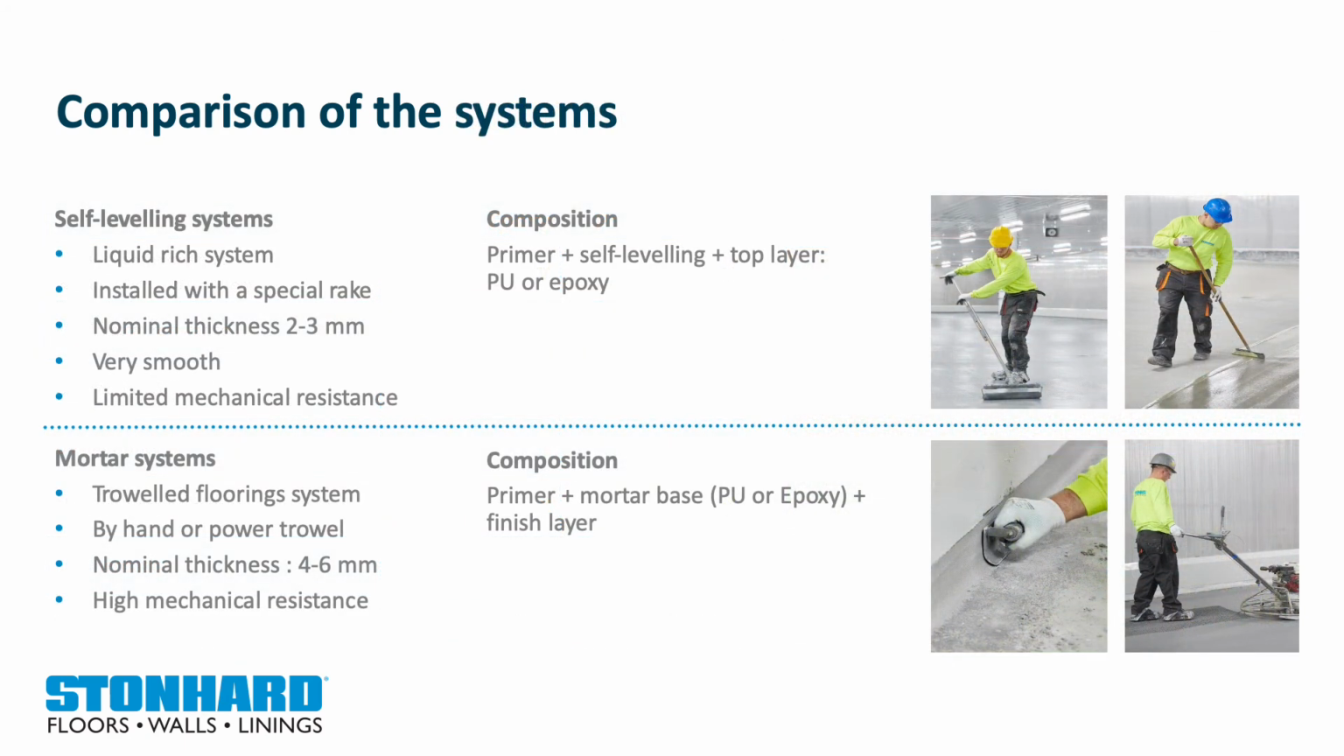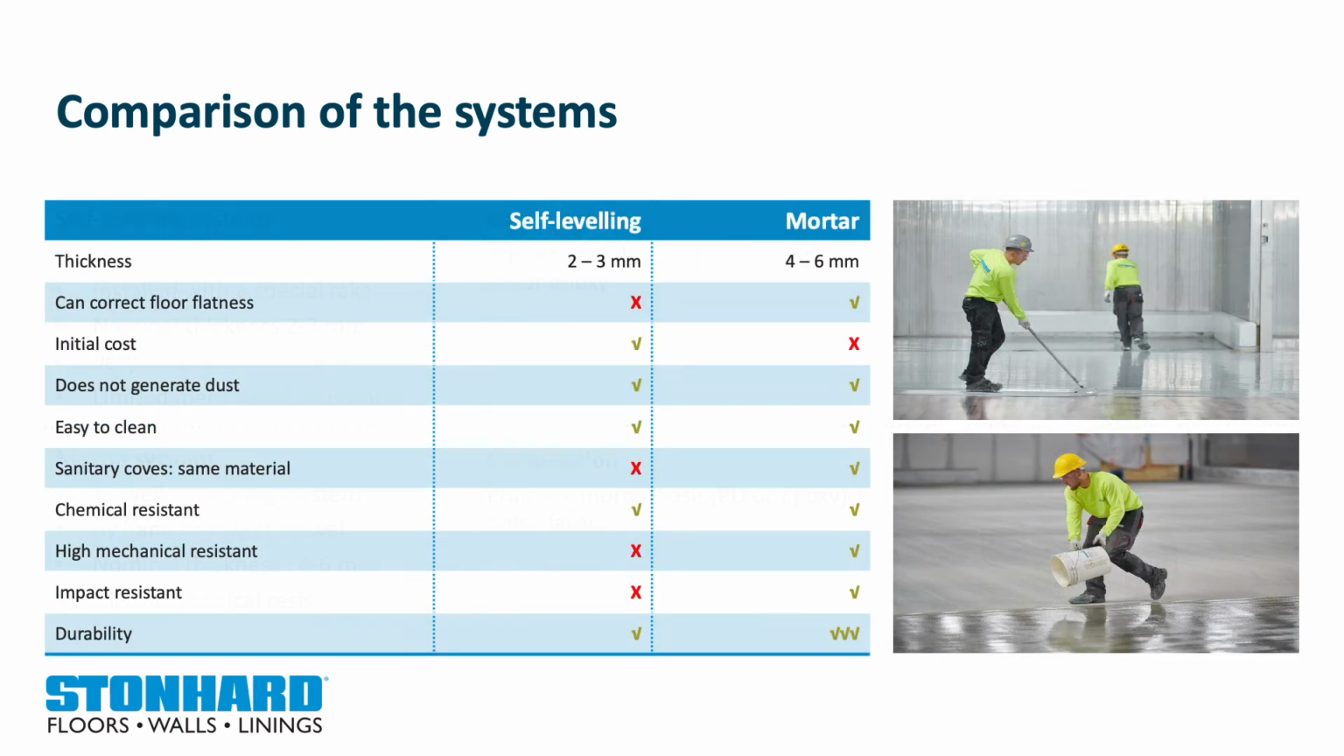To understand the difference between self-leveling and mortar systems, it's most important to remember that mortars are 4 to 6 millimeters and even 9 millimeters thick, and self-levelers are only 2 to 3 millimeters thick. Obviously, this has an impact on the mechanical and thermal resistance of both systems. Self-levelers are limited and mortar systems are the high resistant systems, and therefore mortars are the most durable for high maintenance production environments.